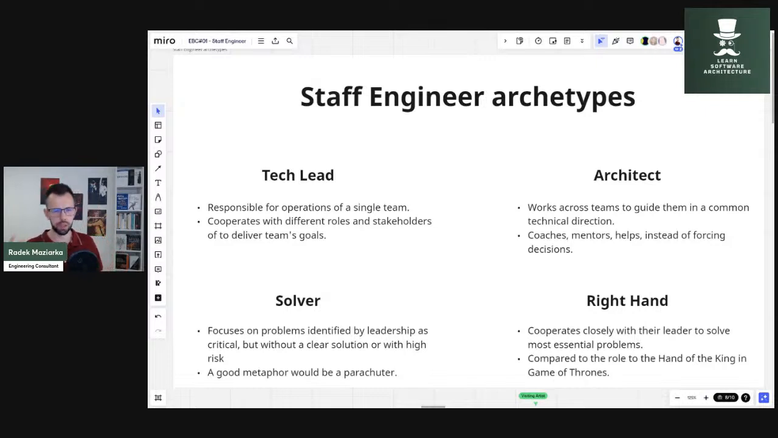As you can see, we have four different archetypes, but it's not the case that we have only one archetype within a company. We can mix these archetypes to have different shades of staff engineering within a single company. Later on, during story time, we're going to discuss a story regarding this mix-up of different roles within organizations. So this is what I wanted to share about archetypes.